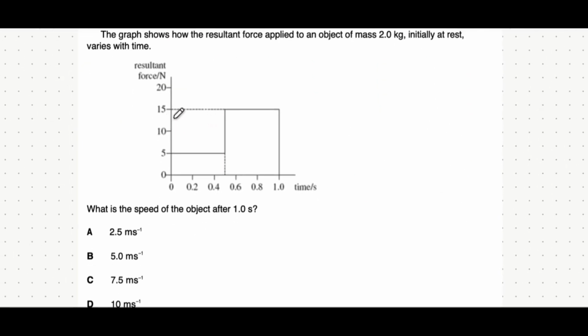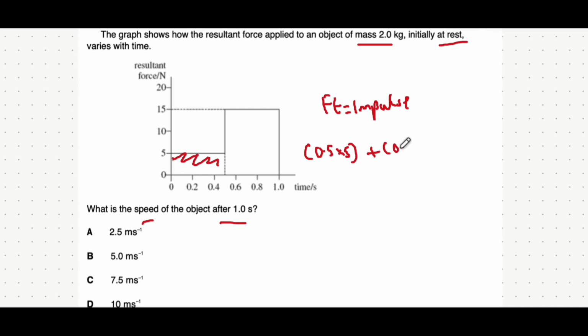Lastly, it tells you there's a resultant force-time graph. It tells you the mass of an object that's initially at rest, and it asks for the speed of the object after 1 second. Well, the fact that force and time is given means that you can find the area under the graph to get force times time, which is the impulse. So let's do that. The total area under the graph, well, the area of this rectangle, which is 0.5 times 5, we add onto that the area of this larger rectangle, which is 0.5 times 15. So 0.5 times 5 is 2.5, plus 0.5 times 15 is 7.5, and that's all equal to 10 newton seconds.